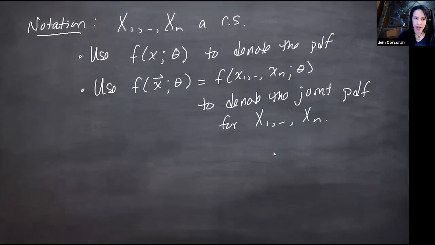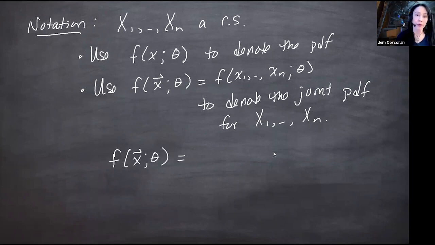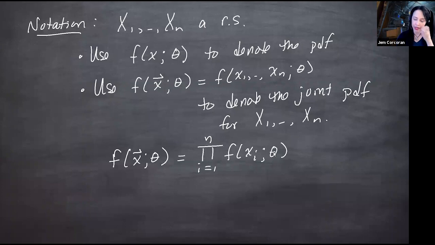And because they're IID, now they don't have to be IID, but just about everything we work with is going to be IID. So if you do have a random sample, then this joint PDF can be gotten by multiplying the individual PDFs. So this is a product symbol as i goes from 1 to n of f of xi comma theta. And it is not one of the PDFs to the nth power, because even though this function is the same for all i, the argument is not the same for all i.